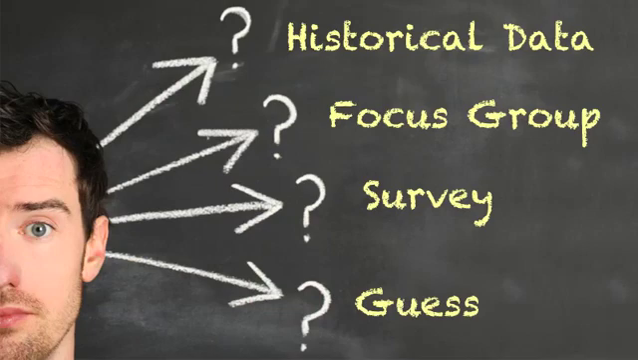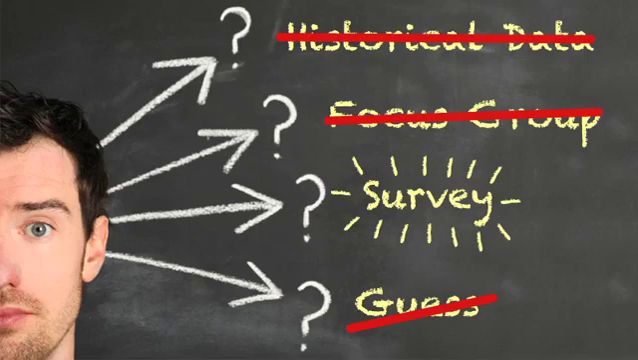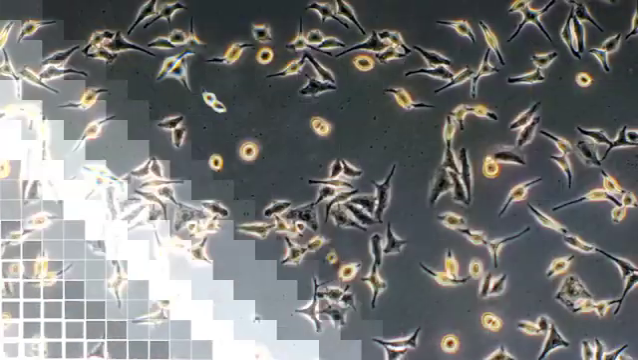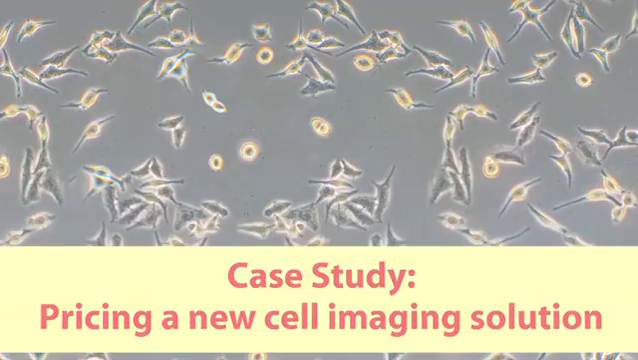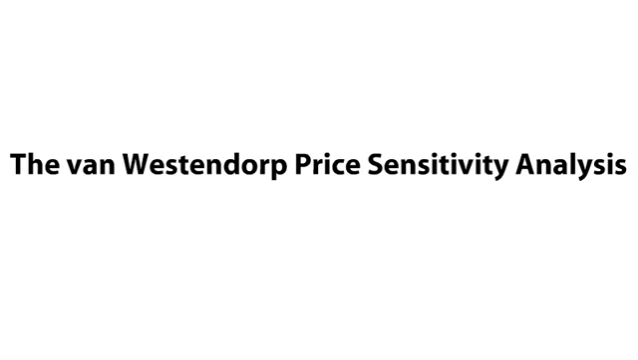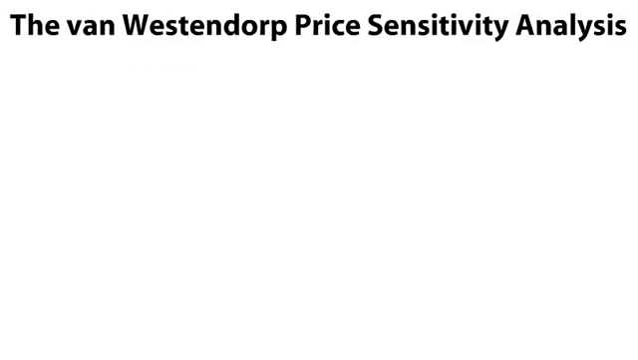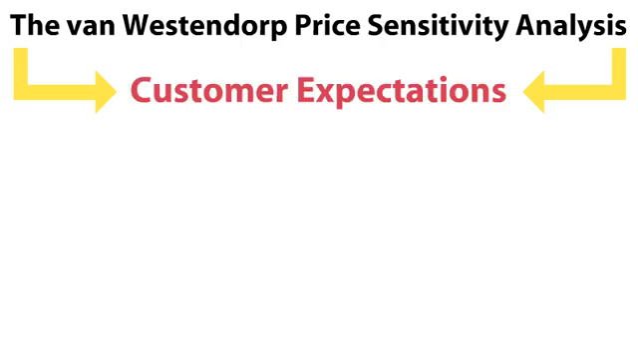Bioinformatics LLC offers a variety of methods to help life science suppliers assign prices to instruments and consumables. In today's case study, we were tasked by a major life science supplier to recommend pricing for their as-yet-to-be-released cell imaging solution. From our arsenal of pricing models, we chose the Westendorp price sensitivity analysis as the best way to determine a price for this particular product. Going beyond cost plus pricing, the Westendorp price sensitivity analysis reveals customer expectations that can inform pricing strategies.